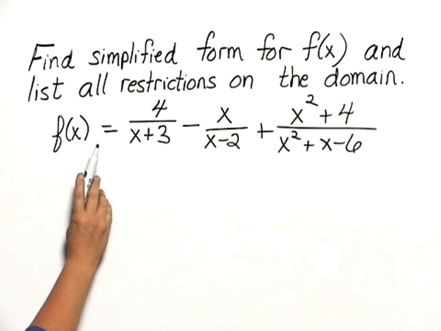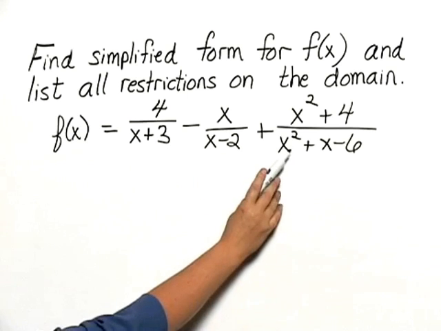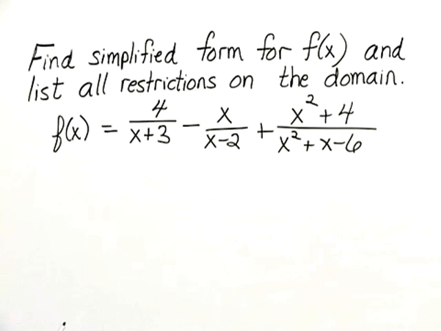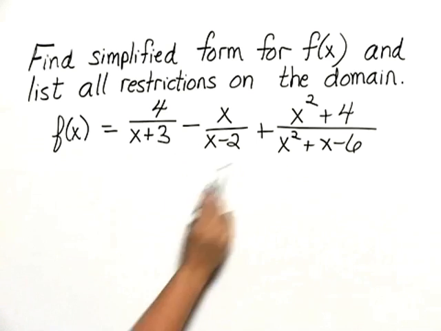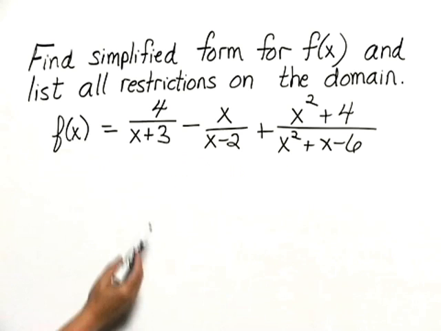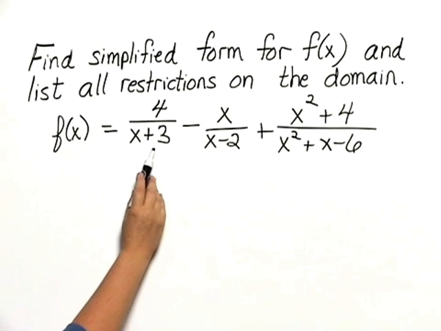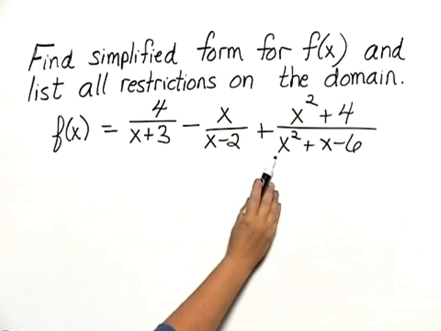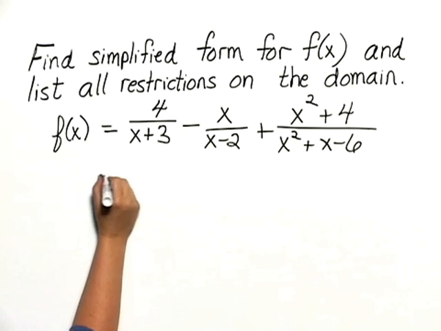We're asked to find simplified form, which means we're going to add and subtract, combining these rational expressions into one rational expression. We're also asked to list all restrictions on the domain, which means we have to find which values of x make the denominator 0. We can see from here that negative 3 will make this denominator 0. And we can see here that 2 will make this denominator 0. But we have to factor this one to find out what values of x will make x squared plus x minus 6 equal to 0. So let's start by doing that.